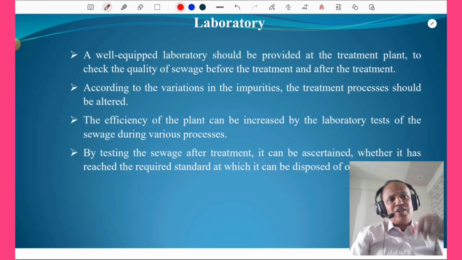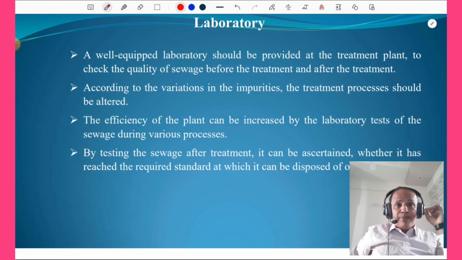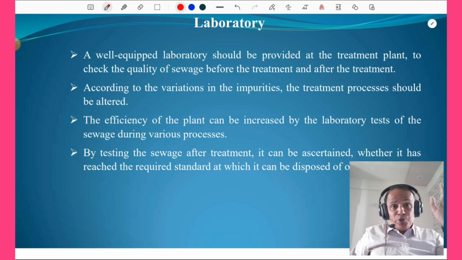Then we are going to discuss the last part of this lecture, that is the laboratory. A well equipped laboratory should be provided at the treatment plant. Why is it required? It is required to check the quality of the sewage before it is sent to the land or into the water body. According to variations in the impurities, the treatment processes should be altered. That is also important. One should not go for a fixed treatment, but the treatment should be altered according to the type or variation in the waste elements.